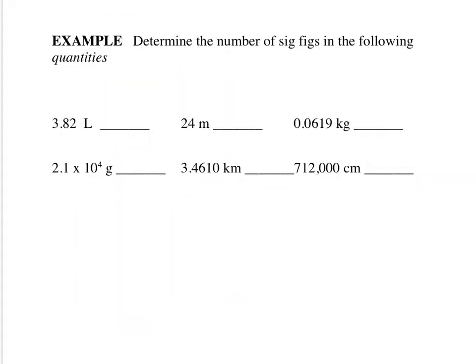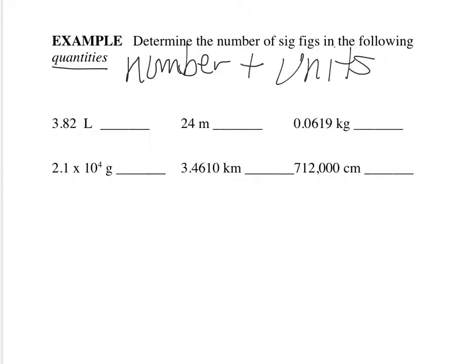Okay, so now we're going to determine the number of significant figures in each of the following quantities. And by the way, what that means is that not only are we looking at numbers, but we are also looking at units. And that's what it means when it says quantities, numbers and units. And we refer to both of those a lot in chemistry.